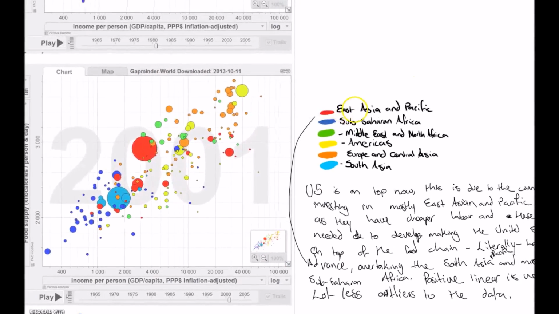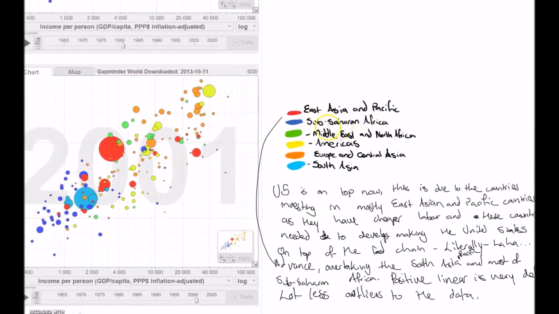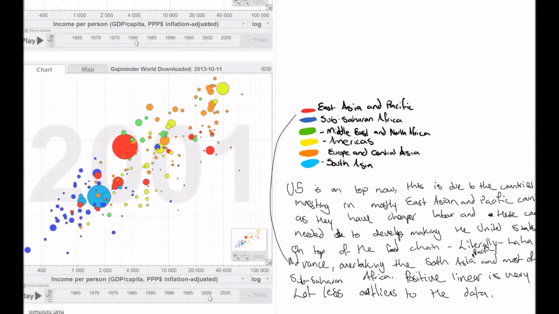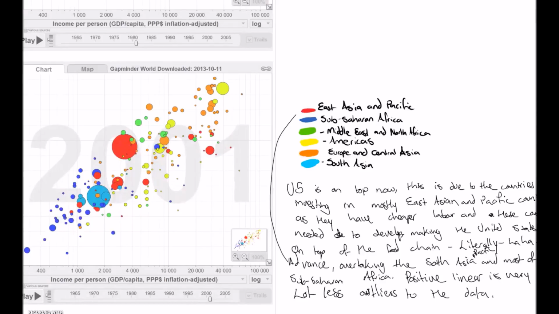Here, the trends that you can see, well, what I'll be analyzing is that the US is above, and some countries, mostly East Asia and the Pacific, are advancing really quickly in comparison to the other ones that are just moving at a steady pace.